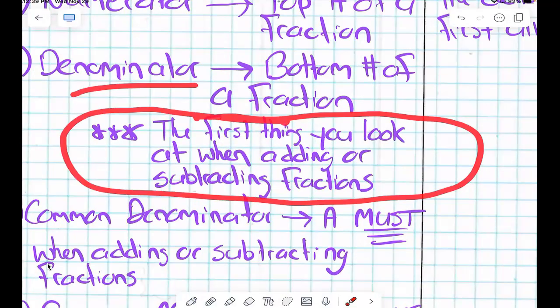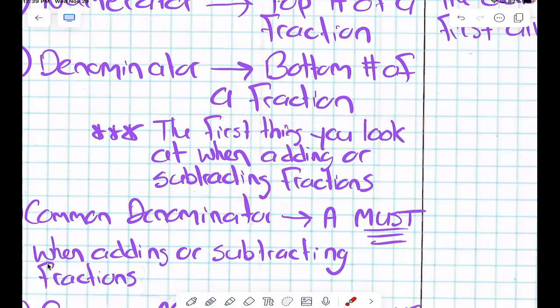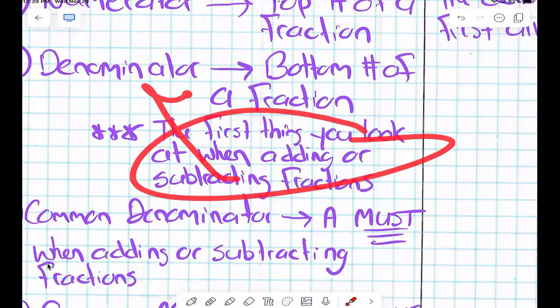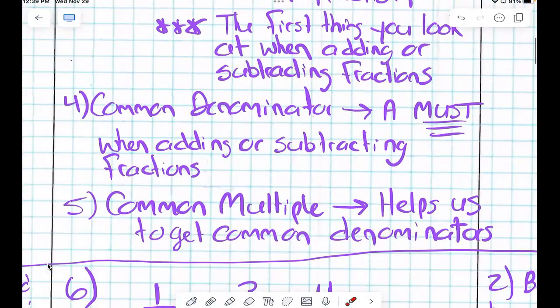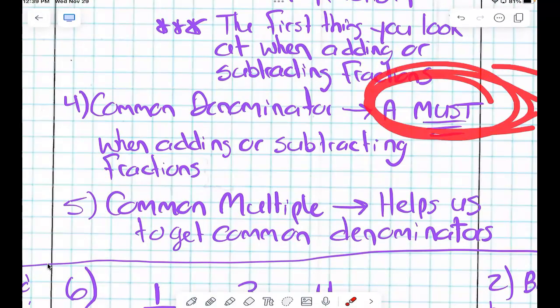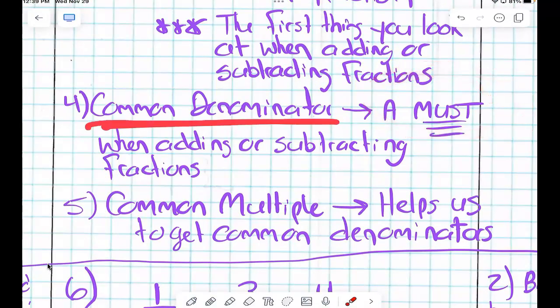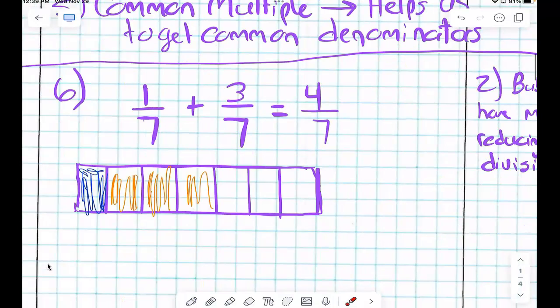What is the first thing you always look at when you're adding or subtracting fractions? Denominator. So you're always looking at the denominator when adding or subtracting fractions, right? Yes. What must you have anytime you add or subtract fractions? Common denominator. Say that again. Common denominator. What's another name for common denominator? Like denominator. Nice.